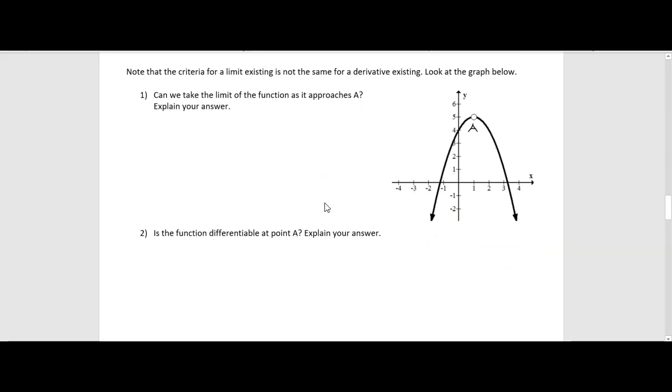So note that the criteria for a limit existing is not the same for a derivative existing. Let's take a look at the graph below. This looks like one of our graphs from up above that we started out with today. It says, can we take the limit of the function as it approaches a? Explain your answer. So again, pause the video, yes or no, and then explain. Then also answer number 2, is the function differentiable at point A? We've already answered this question, but again, maybe try to explain it again in your own words.